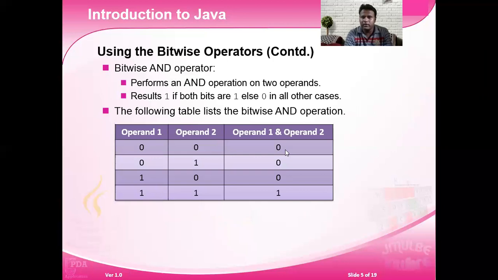Bitwise AND operator. In the AND operator, if operand 1 and 2 are both 0, it returns you 0. If it is 0 then 1, it returns you 0. If it is 1 then 0, it returns you 0. 1 and 1, it returns you 1. Means false, false, it returns you false. 0 means false, 1 means true. True, false, then false. True, true, then returns you true. It is in the case of the AND operator.